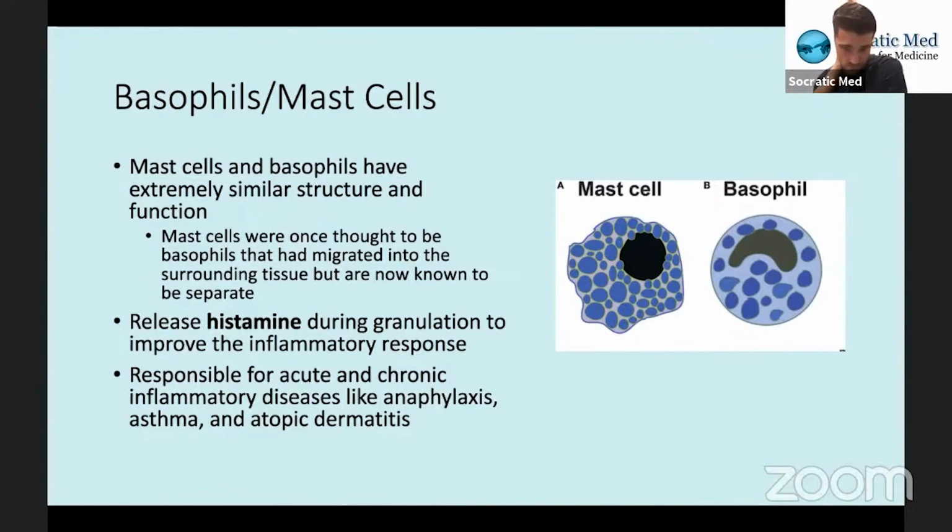So they're responsible for acute and chronic inflammatory diseases like anaphylaxis, asthma, and atopic dermatitis. Again, histamine, anything involving the inflammatory response is going to be involved in any sort of dysfunction like anaphylaxis. Asthma is also an inflammatory disease, and so is atopic dermatitis. So it would make sense that these are the cells that we would look at when we have these kinds of issues.